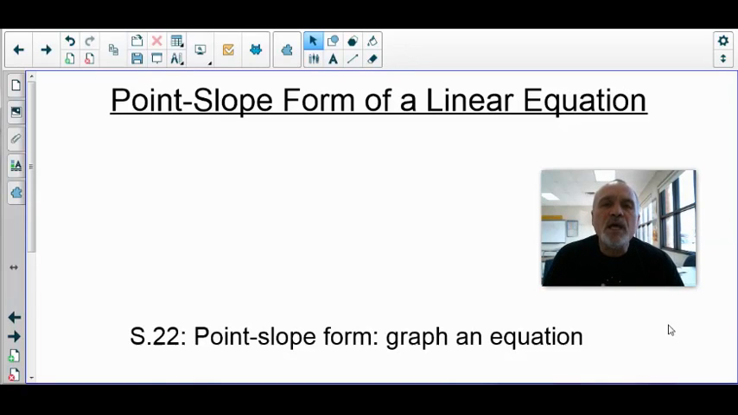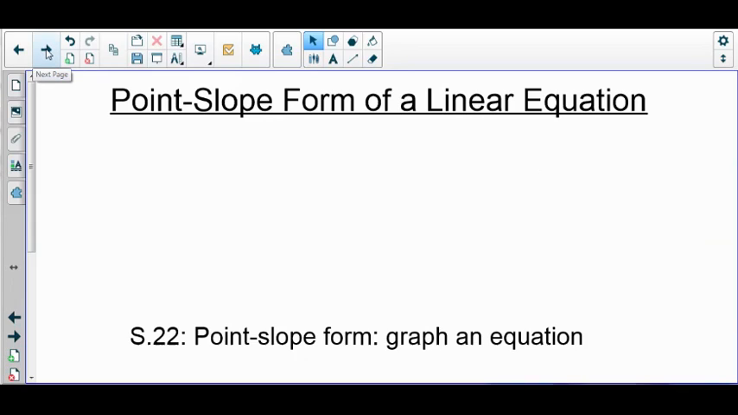Welcome back, everyone. This time we're continuing to look at lines, and we're going to be looking at the point slope form of a linear equation. This can be practiced in IXL on S22, point slope form, graph an equation. Let's go ahead and get started.